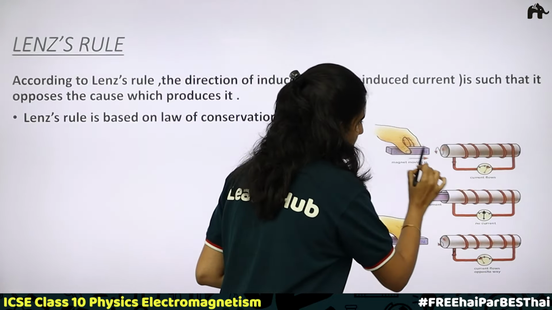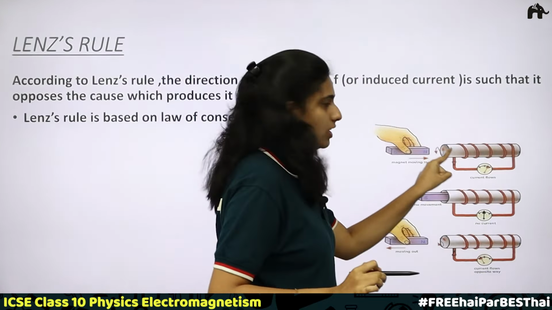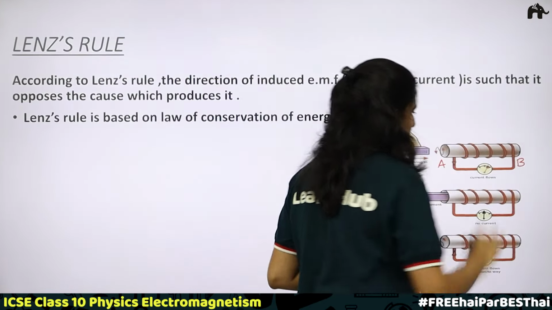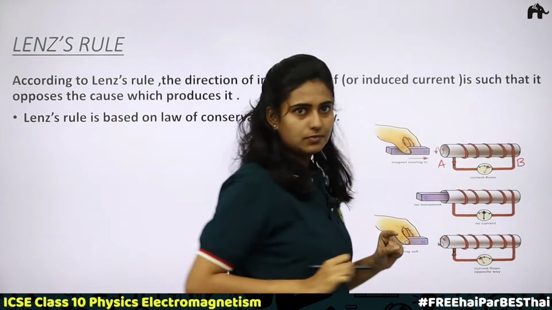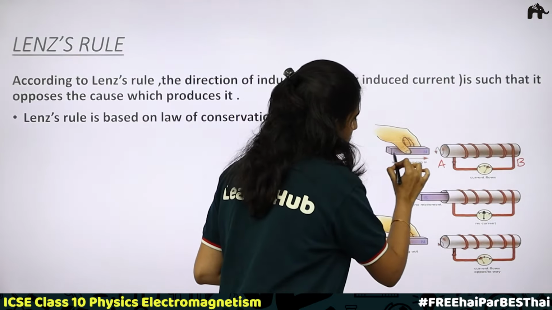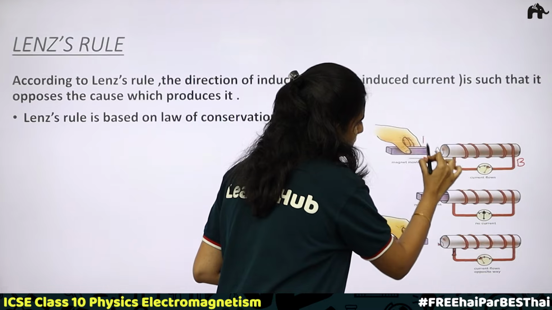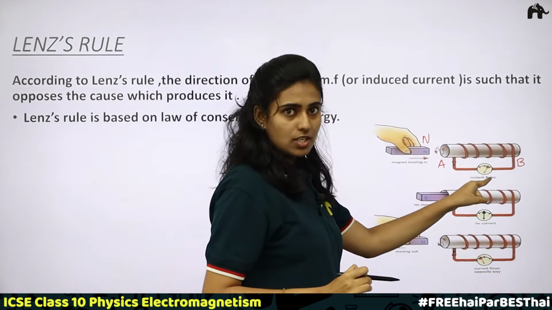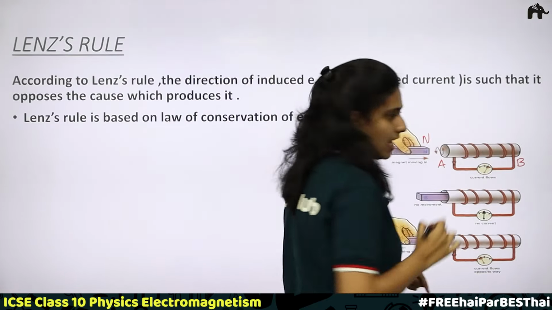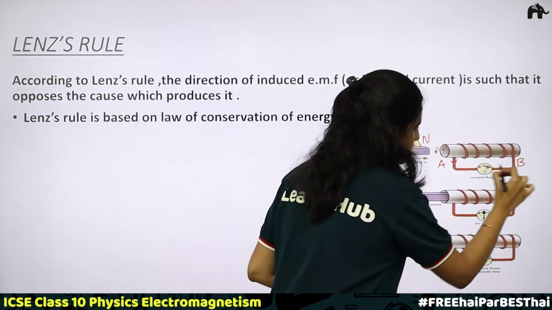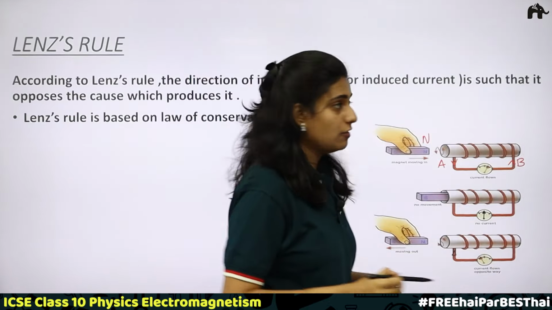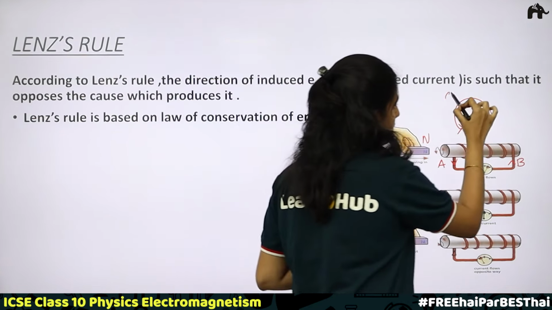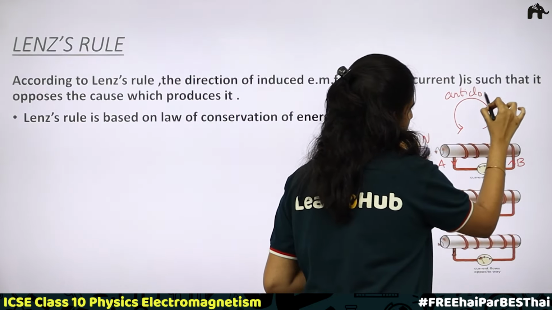In the first case, the magnet is moved towards the solenoid, towards the coil. Let's say this is end A and this is end B of the coil. If you are moving the north pole of the magnet towards the coil, what is happening? There is a deflection being produced. The deflection is towards the right, which means this is the direction in which current flows, which means the direction of current flow is anti-clockwise.